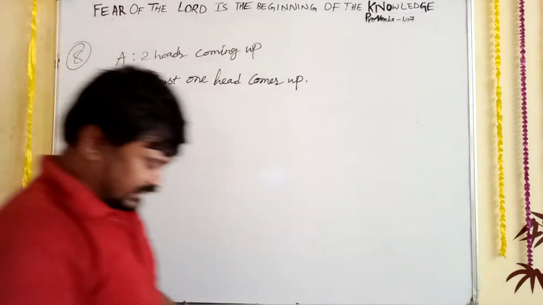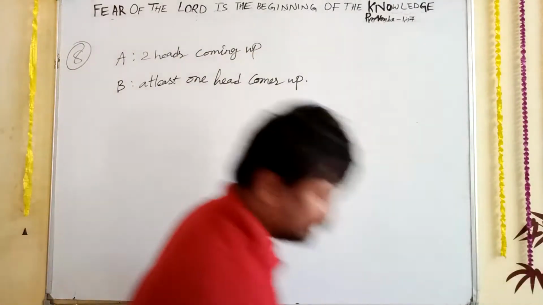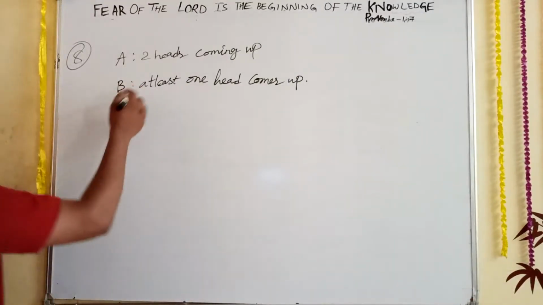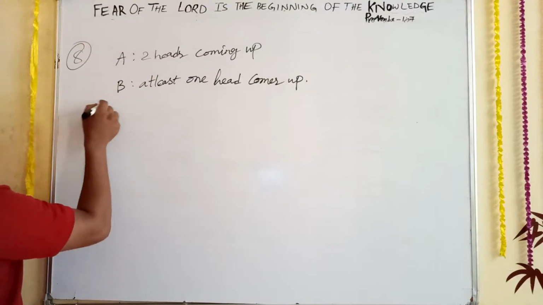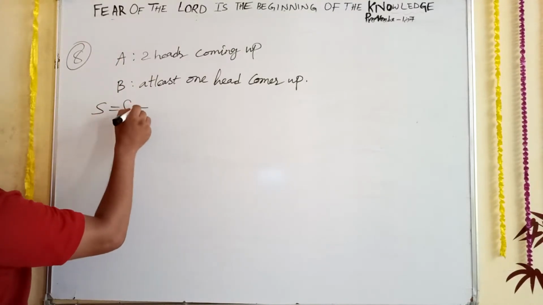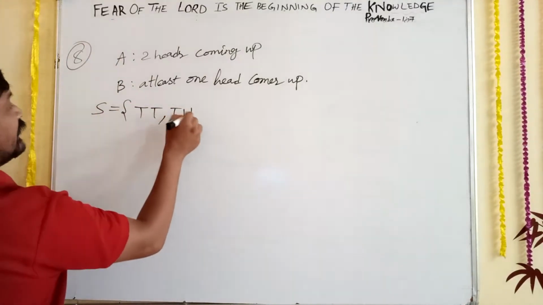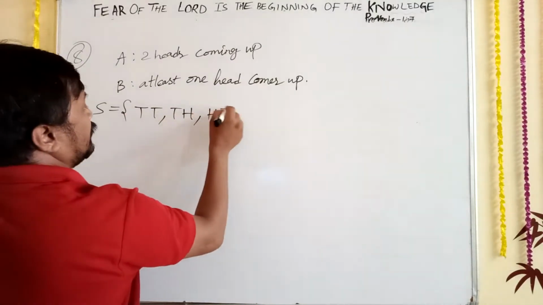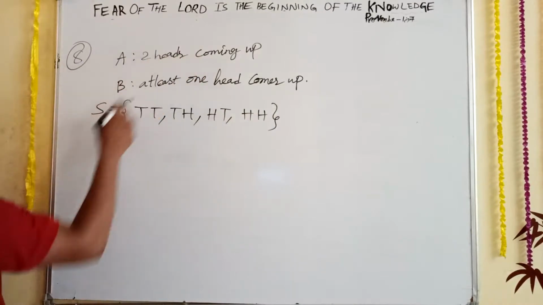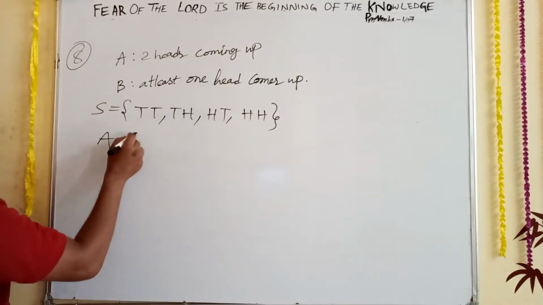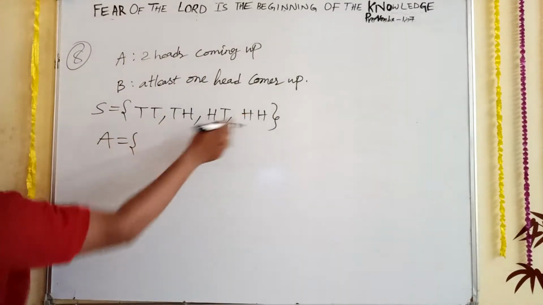So it is also a very easy one. You already know how to find it. First, here two coins are tossed. Then what is our sample space? TT, TH, HT, HH. Right? Two heads coming up. So capital A is equal to two heads coming up only one time.